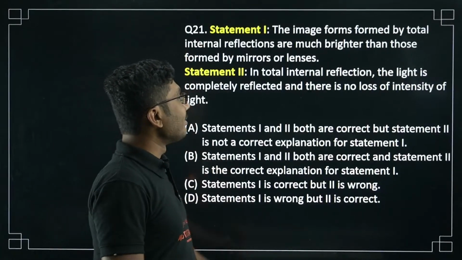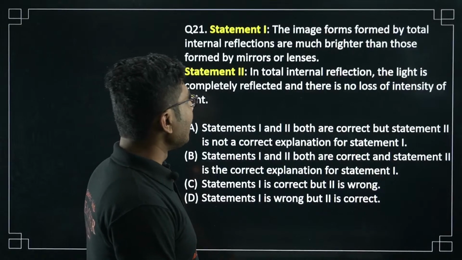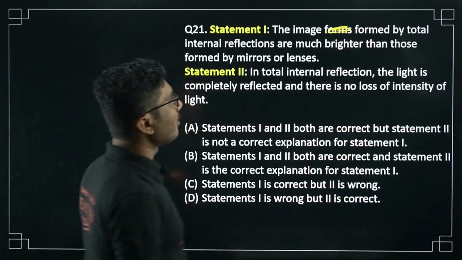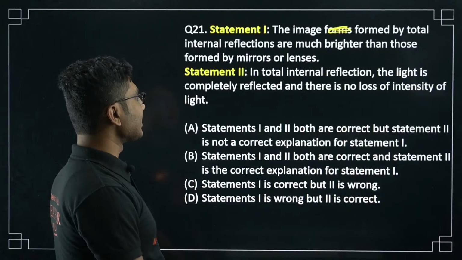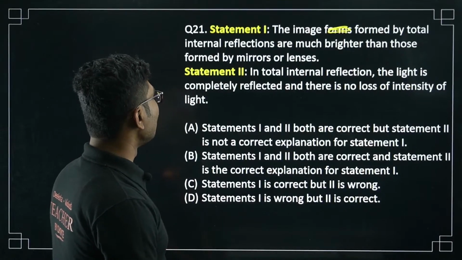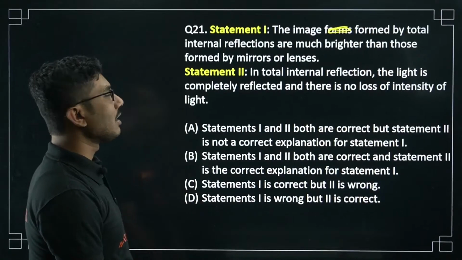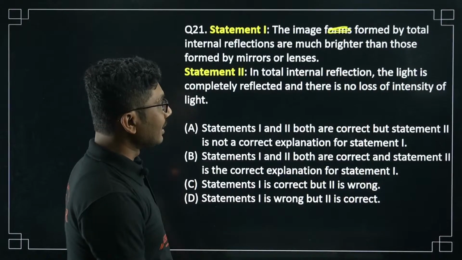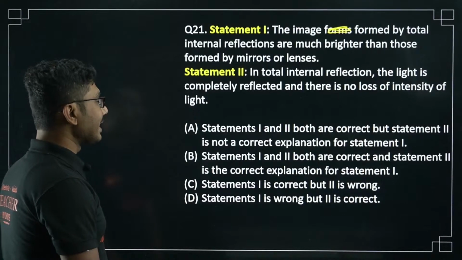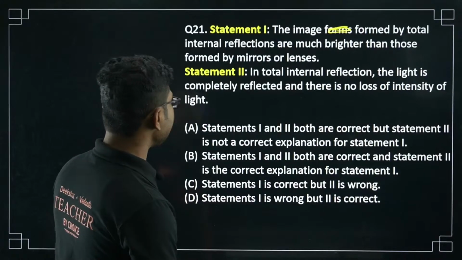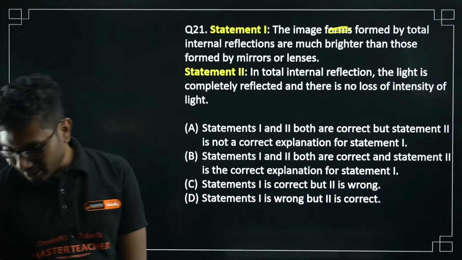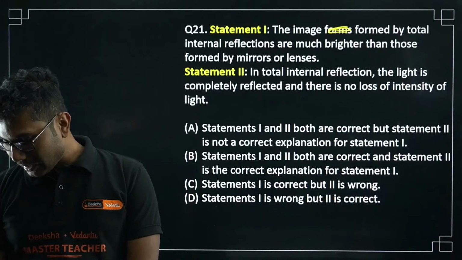Statement 1: The image formed by total internal reflection. Image formed by total internal reflection is much brighter than those formed by mirrors or lenses. Statement 2: In total internal reflection, the light is completely reflected and there is no loss of intensity of the light. Easy question. I guess by the time I read the question, you should be able to answer.